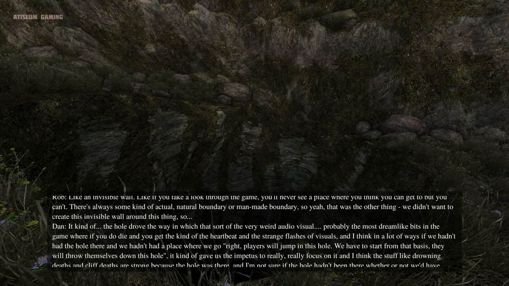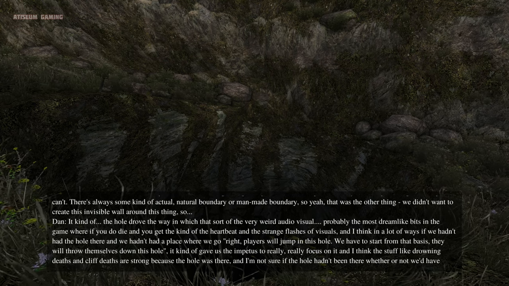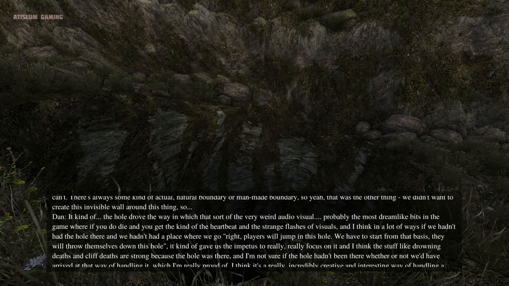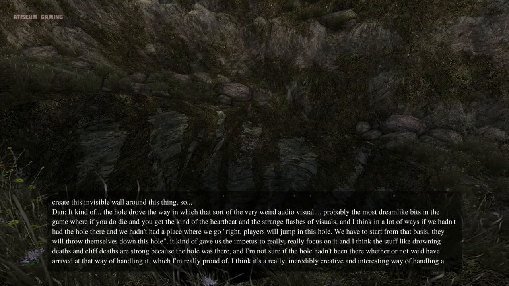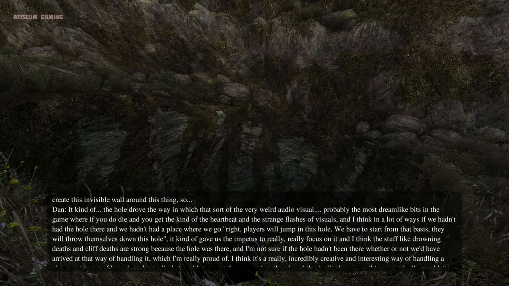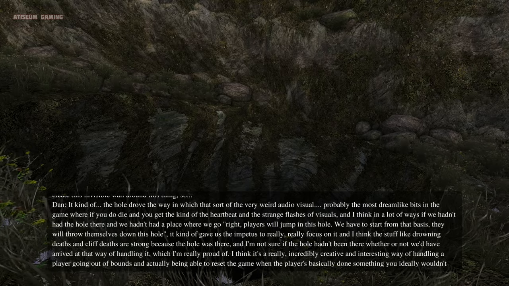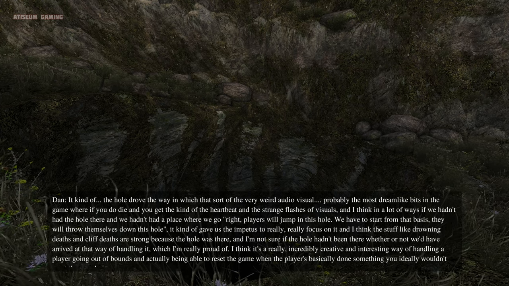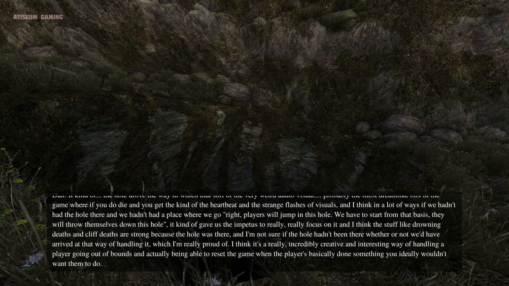So it drove the way in which the very weird audio-visual, probably one of the most dreamlike bits in the game, where if you do die you get the heartbeat and the strange flashes of visuals. And I think in a lot of ways, if we hadn't had the hole there, and hadn't had a place where we go, right, players will jump in this hole, we have to start from that basis. They will throw themselves down this hole. It gave us the impetus to really, really focus on it.